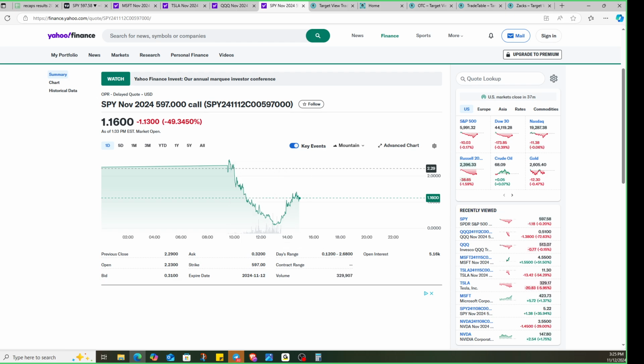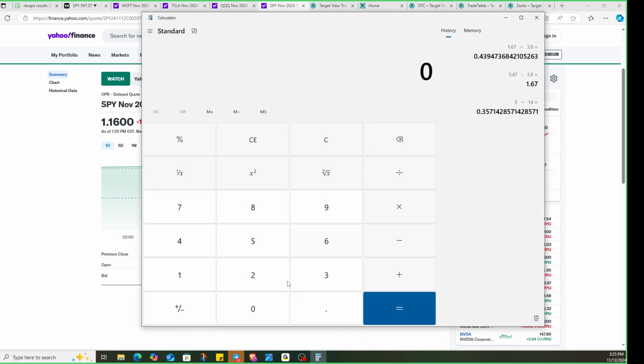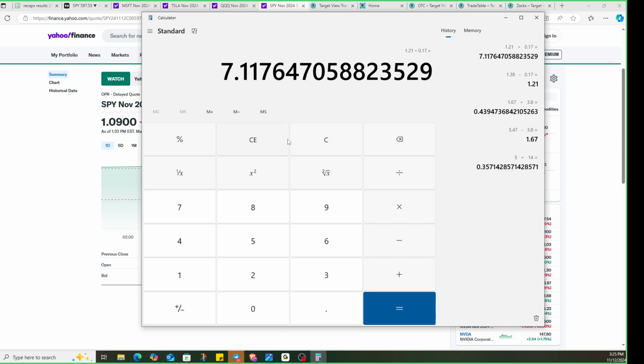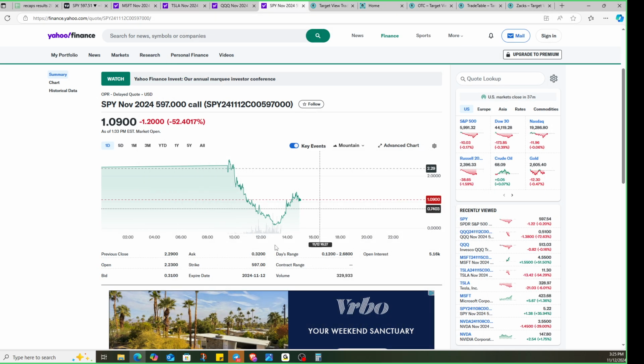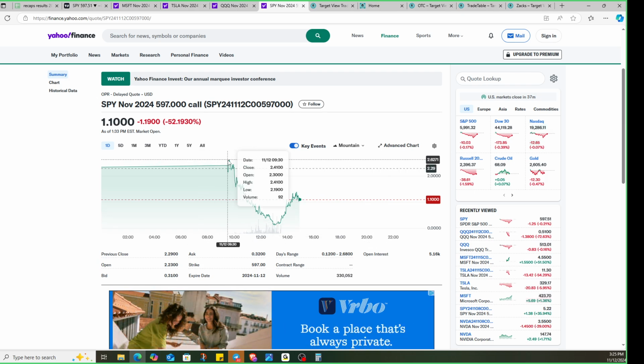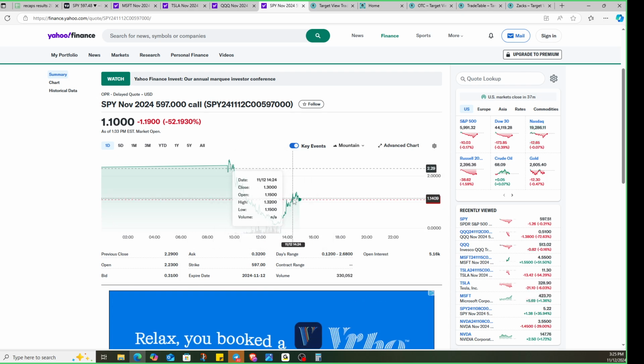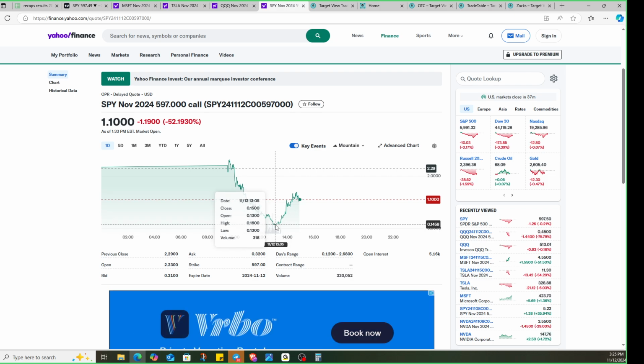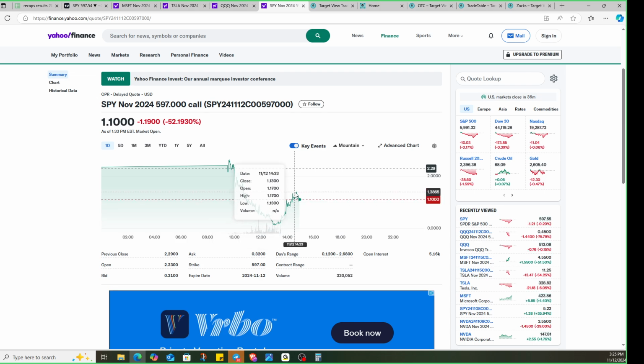So let's do that math. 1.38 minus 0.17 equals that, divided by 0.17 equals that. 700%, something like that. It's gone up since then. 711%. And that happens all the time. I know this says minus 52%, but that's because it was someone from the start right over here. But that happens all the time. It went from 17 cents, all the way up to $1.13.